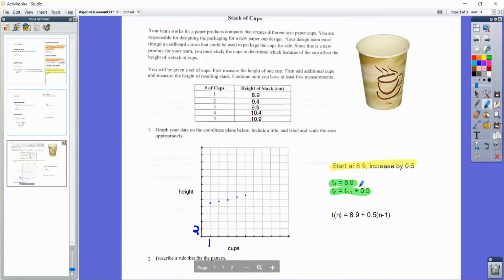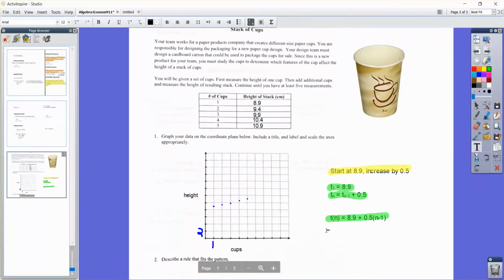For our explicit formula, we take those same two values, the 8.9 and the 0.5, and we just plug them into this function setup right here. So this here is t of n equals 8.9 plus 0.5 times (n minus 1). Now, as a last example, what if I wanted to know how tall 100 of these paper cups would be? Well, if I go 8.9 plus 0.5 times (n minus 1), which in this case is 100 minus 1, right? This simplifies as follows.